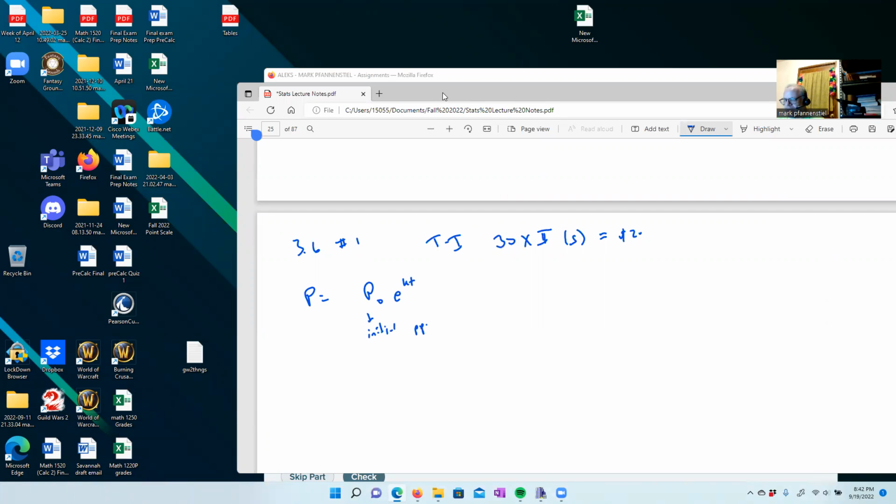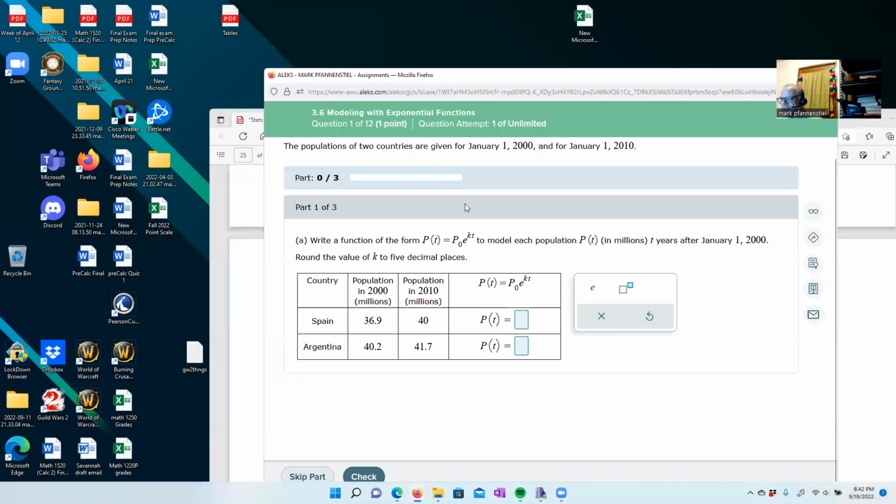P sub 0 is your initial population. K is what they're going to ask us to find, and t, usually time is in years, but depending on the application, time might be in days, it might be in seconds, but in this case, for population, for people, time is going to be in years. How do I know that? It's because they were talking about years after. Since they gave me year 2000 and year 2010, I know that it is going to be in years. And then they just want us to fill in the values. They want us to fill in k. So let's go ahead and show you how to do that.